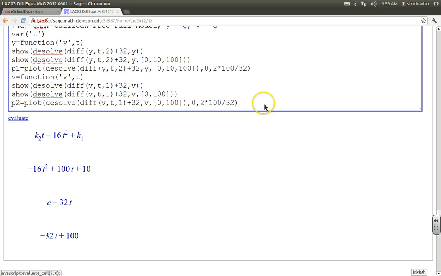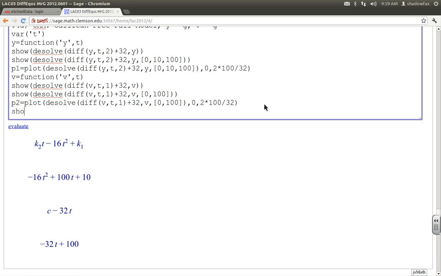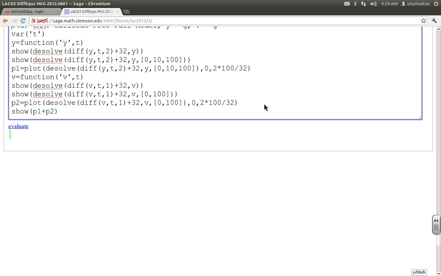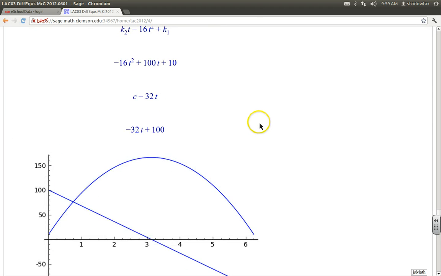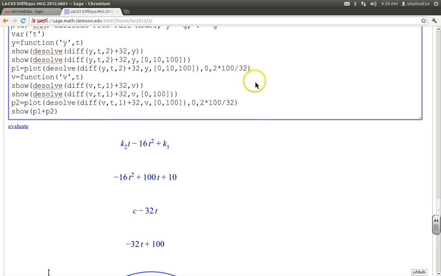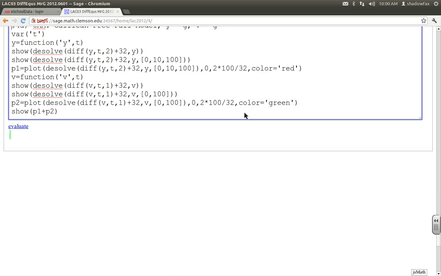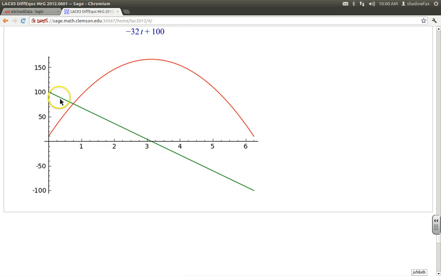Okay, good. Now, let's graph both of them together. Show P1 plus P2. There you go. And for fun, why don't we say, comma, color equals red, and comma, color equals green, so you can see which is which. Well, it's pretty obvious. One's linear, one's not. And there you go. So when the green function is positive, the red function is increasing.